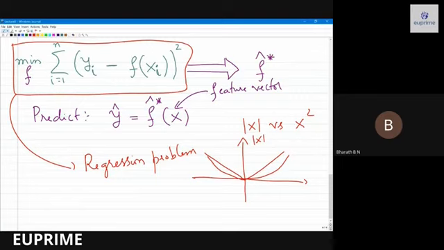Not that you should always use squared error. When you can use mod, you can use some other function of the difference and so on. But typically in regression, we use squared error. Did I answer your question, Surya Vijay? Yes, sir.